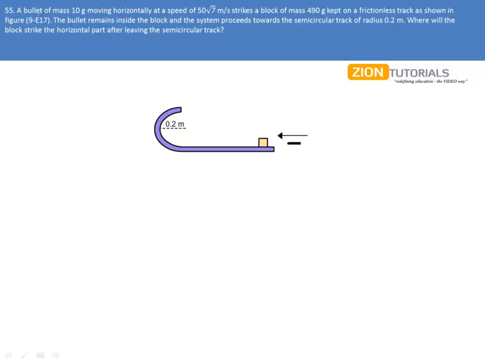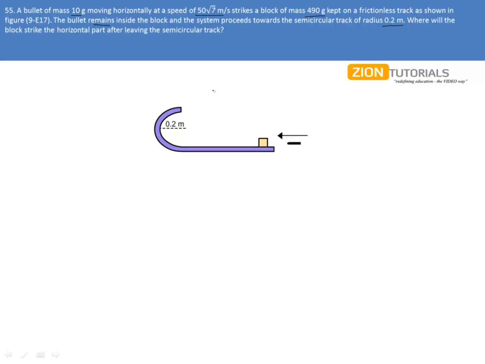As the question says, a bullet of mass 10 grams moving horizontally at a speed of 50 root 7 strikes a block of mass 490 grams kept on a frictionless track as shown in the figure. The bullet remains inside the block and the system proceeds towards the semicircular track of radius 0.2 meters. Where will the block strike the horizontal path after leaving the semicircular track?